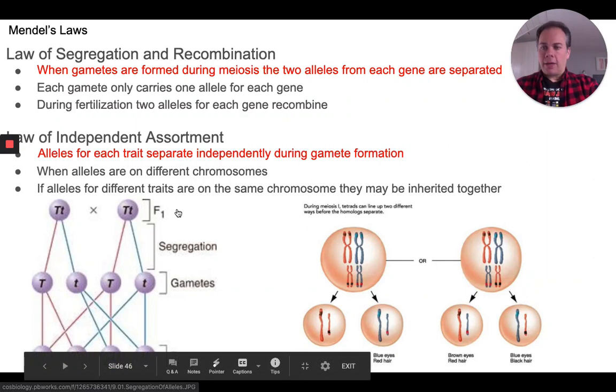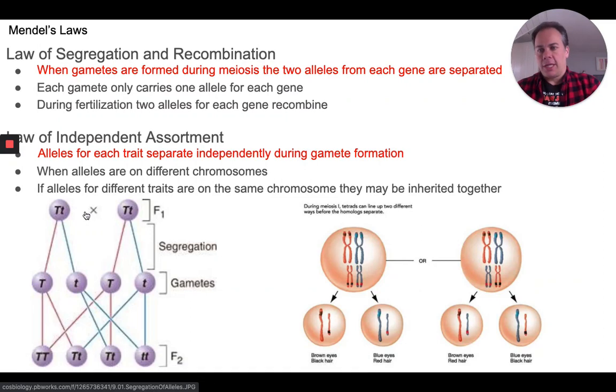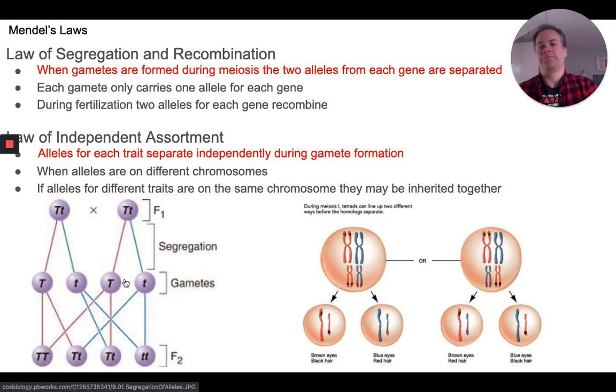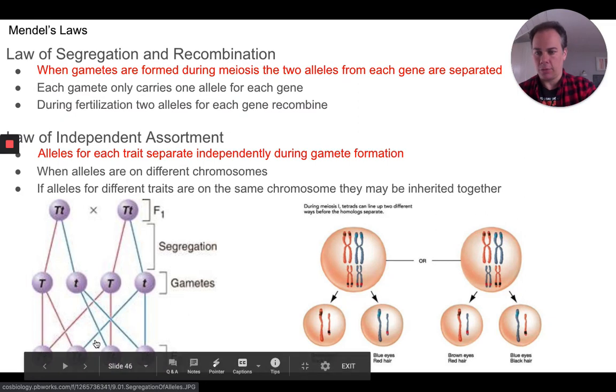So this diagram on the left side shows us this idea of the law of segregation and recombination. The big T and the little t alleles get separated from each other during meiosis. They're segregated into these gametes. So some of the gametes have the dominant allele, some the recessive allele. Then they recombine when those gametes come together in fertilization. That's segregation and then recombination.